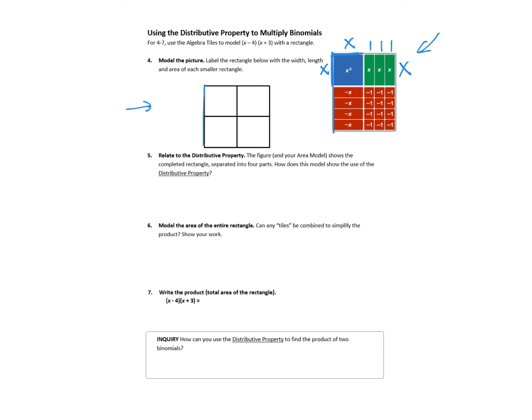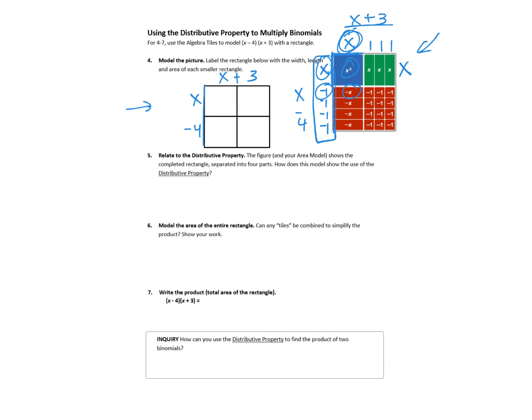If I look down here, this would be negative 1 long, negative 1 long, negative 1, negative 1 long as well. And then I can always make sure: x times x, yep, that's x squared. Negative 1 times x, yep, that's negative x. So the side lengths here, if I look at this, the top would be x plus 3, if you can see where I got that from. And then down here on this side, it would be x minus 4. So if I was going to label that in my generic rectangle, I would say it's x plus 3 and x minus 4.